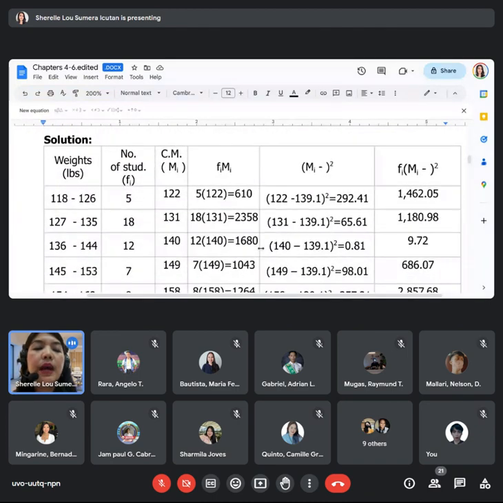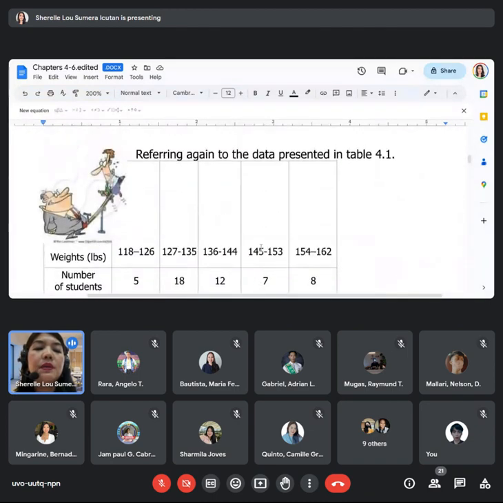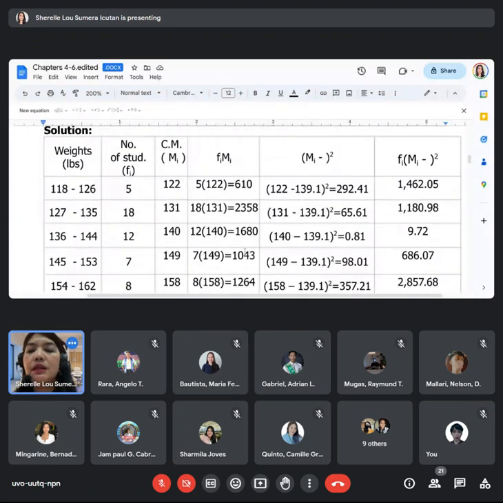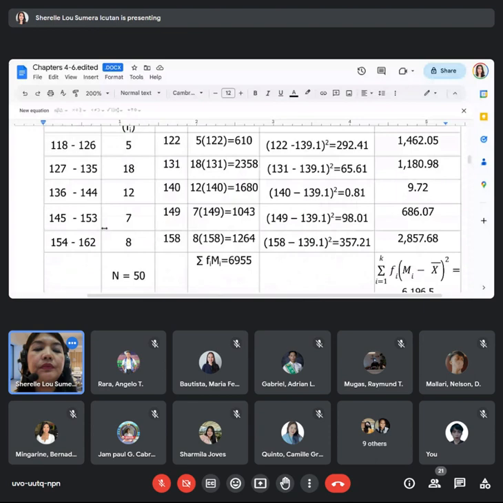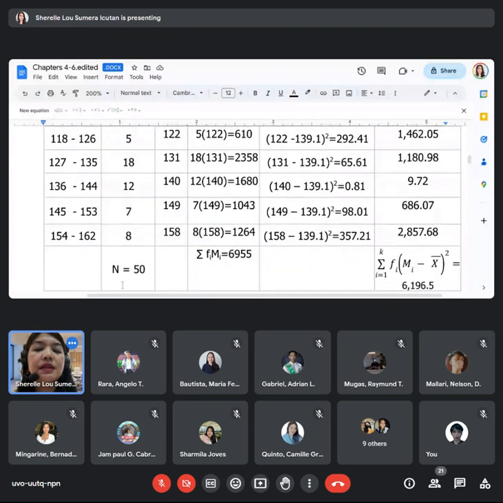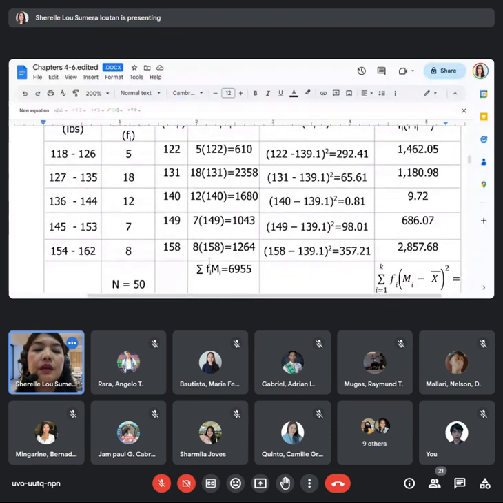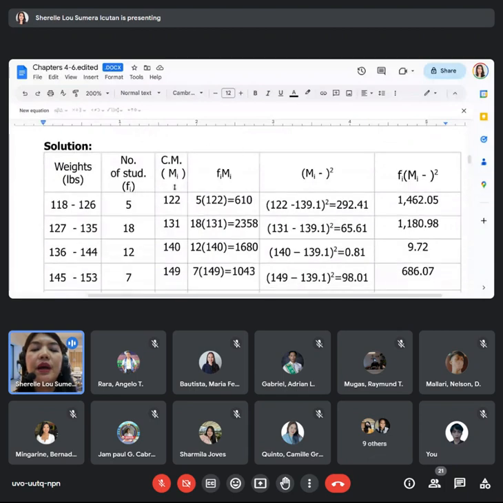So let's go back to our illustrative example before in table 4.1. So this is it. So if you have your weights, your number of students. So these are the distribution or frequency distribution of the weights of your students. No? So you have 50 students. And then you have your Mi, fi, Mi minus X bar ulit to.